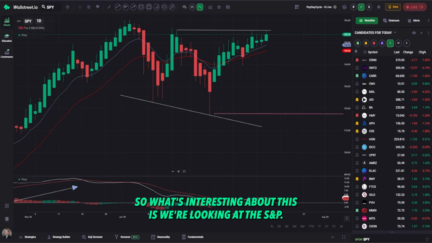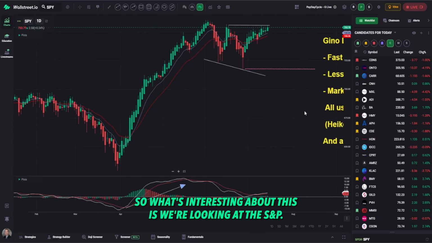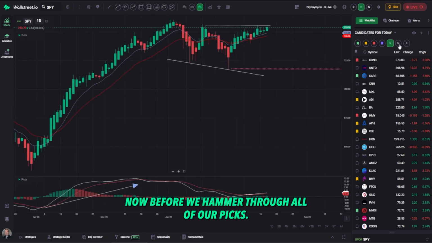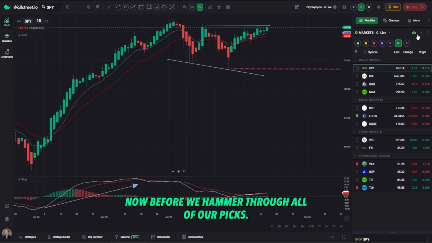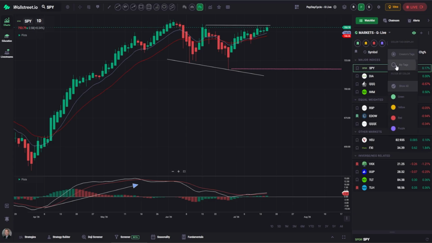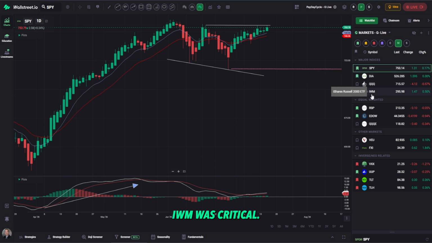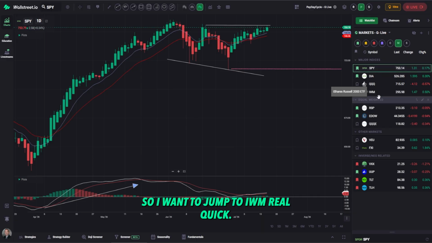So what's interesting about this is we're looking at the S&P. It's considered the benchmark. Now, before we hammer through all of our picks, we have the S&P as bullish already. We have the Dow as bullish. The Qs as nothing, meaning no trend. We couldn't read it. IWM was critical. So I want to jump to IWM real quick.